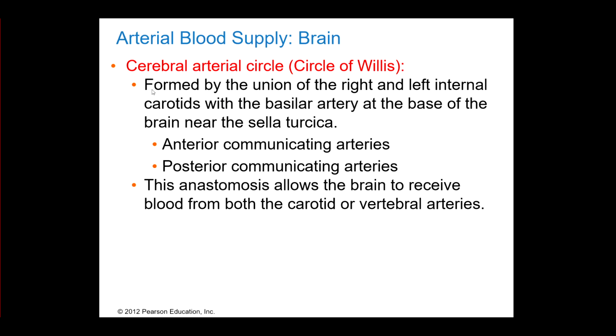So the circle of Willis, or the cerebral arterial circle, is formed by the union of the right and left internal carotids with the basilar artery. Okay, and it's done by the anterior communicating, you should be able to label those, as well as the posterior communicating arteries. Right? That makes this a complete circle now. And again, these communicating arteries are forming this connection known as an anastomosis. Right? So we're getting blood flow from both the carotid and the vertebral arteries.